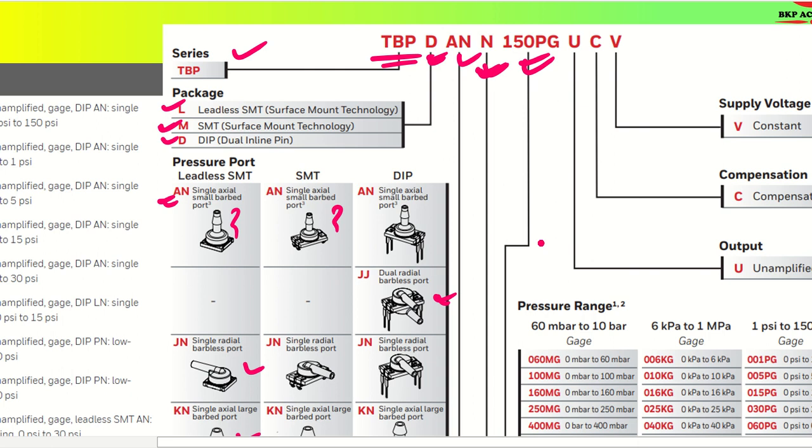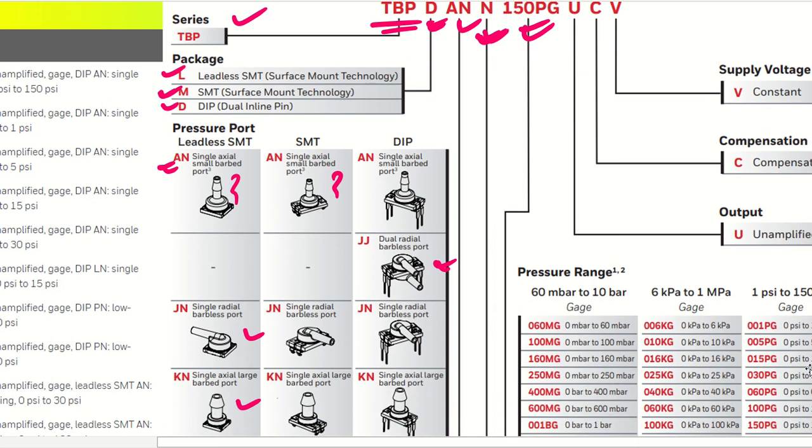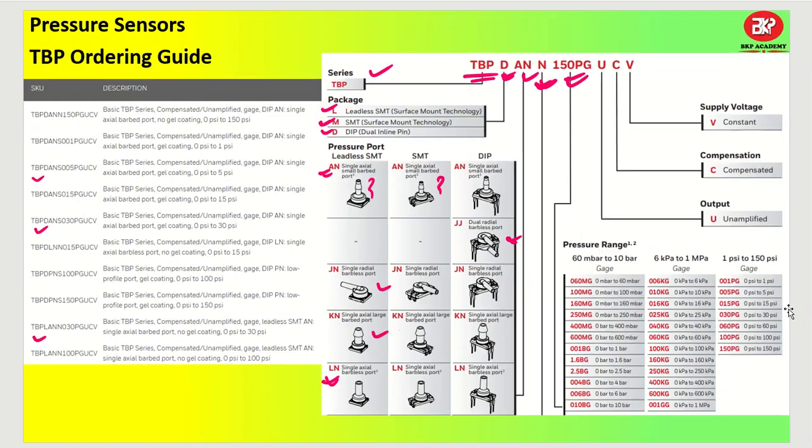This is the pressure value. If you want, you can find out what pressure value you need. It is telling 0 to 150 psi. So whichever psi you need, you can find it and put it here. So 001 will be 1 psi, and 030 will be 30 psi. I'll be concentrating on 005 psi and 030 psi.